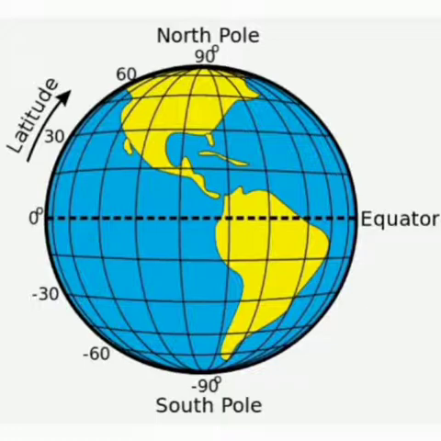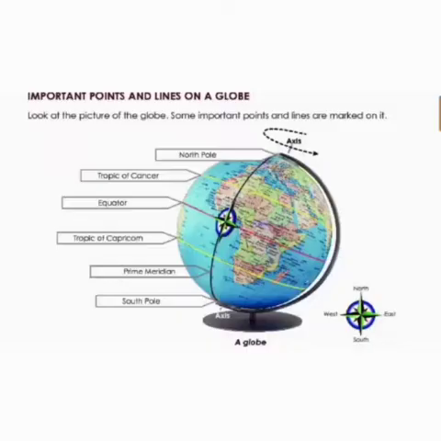The next important line is the equator. It is an imaginary line drawn around the middle of a globe to divide it into two equal parts of hemisphere. So to the north of the equator is the northern hemisphere. Below the equator or to the south is the southern hemisphere. And next, children, the equator is an imaginary line drawn halfway between the North Pole and the South Pole.